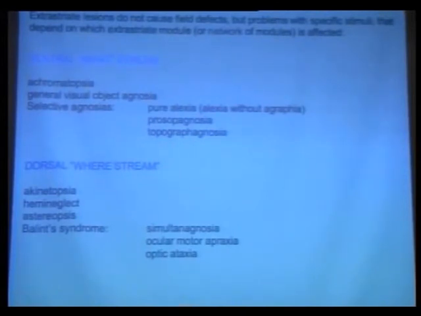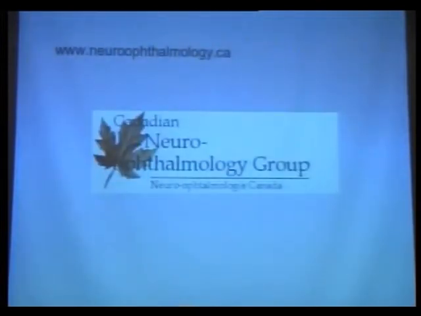So, to summarize, extrastriate lesions don't tend to cause field defects. There can be field defects, but they're usually due to damage to either striate cortex or the optic radiations around the very same area. But the extrastriate damage itself doesn't cause a field defect, but problems with specific stimuli. And what specific problem you have depends upon which extrastriate module you have. In the ventral stream, these are the symptoms of color perception or form perception, and in the dorsal stream, it's motion perception or visual spatial properties. And I'll end there.